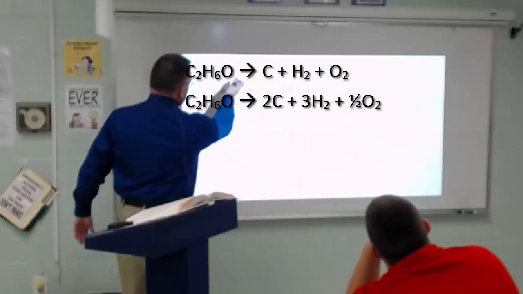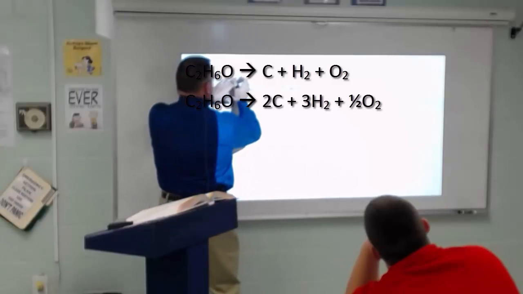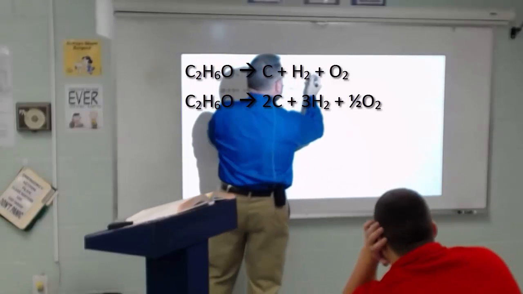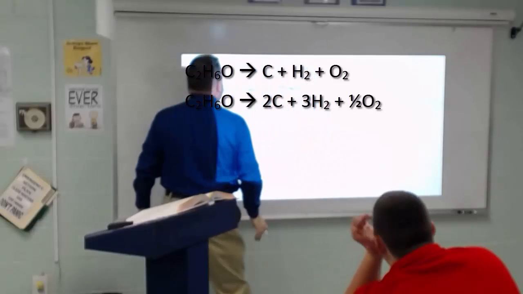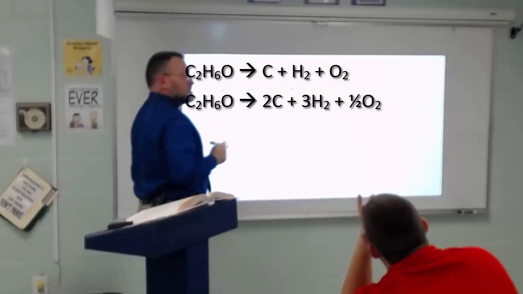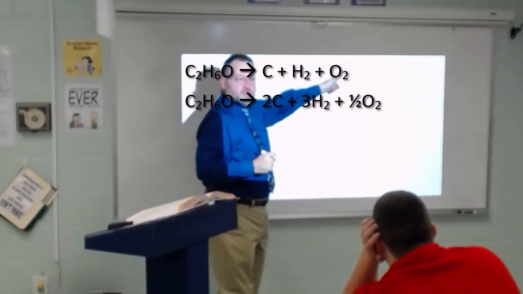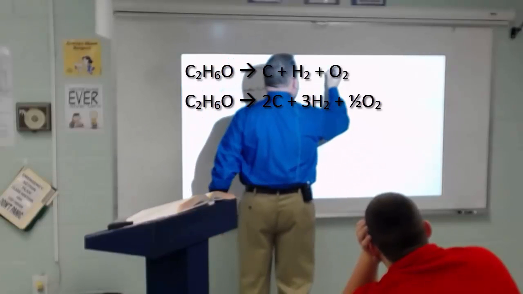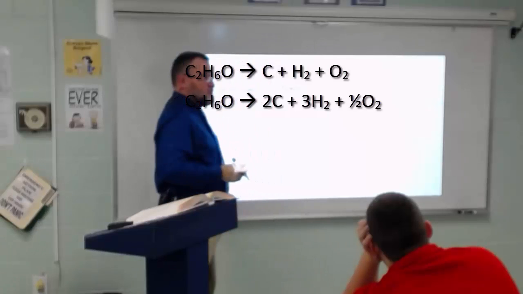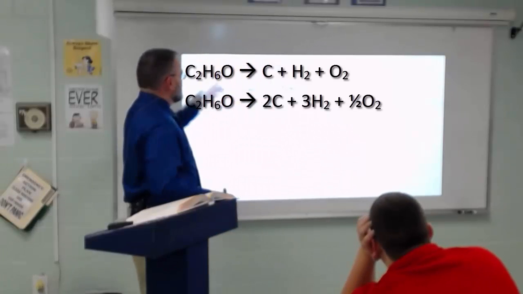And looking at the hydrogen, how many do we have? 6 in the reactant side. On the product side, we have molecular hydrogen. We need 3 of those to get 6. And oxygen, how many do we have? 1. So how do we get 1 oxygen from here? It's 1/2, right? 1/2 of 2 is 1. But we can't leave it in that format, can we? So what are we going to do to every coefficient?